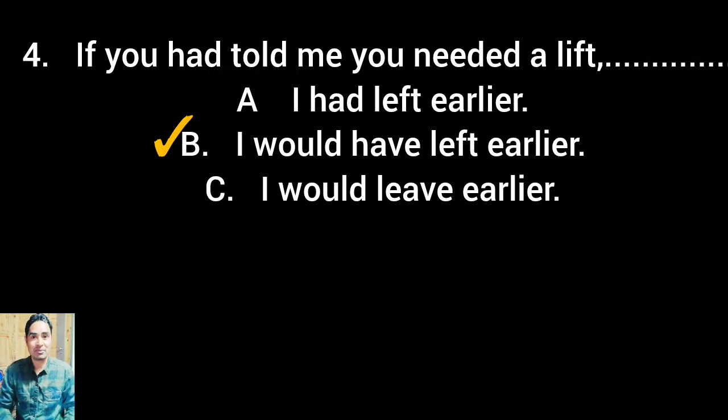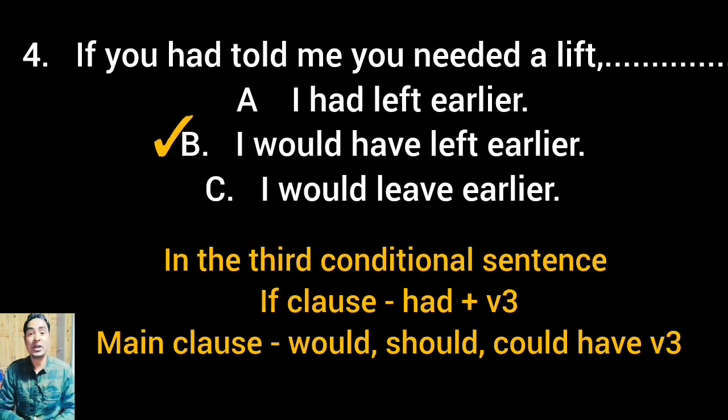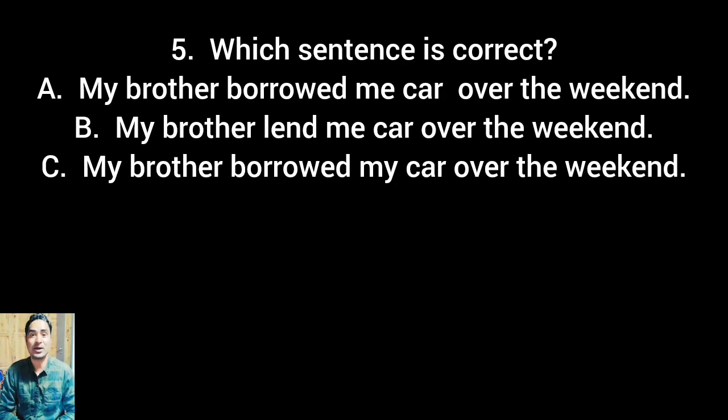But why? Because this is the third conditional. In a third conditional sentence, we write had plus V3 in the if clause. And in the second clause, we use would have plus V3, should have plus V3 and could have plus V3, according to the nature of the sentence. I hope you understood. Let's get to the next question.